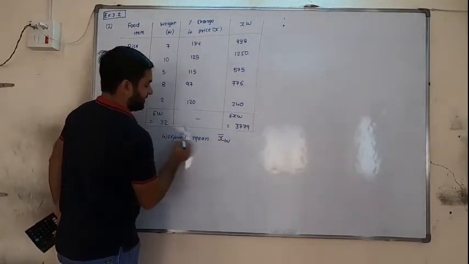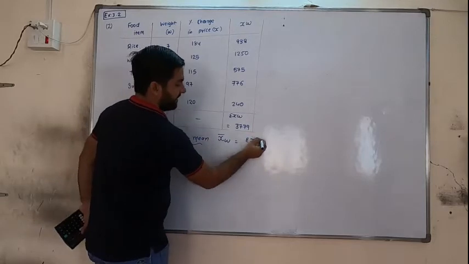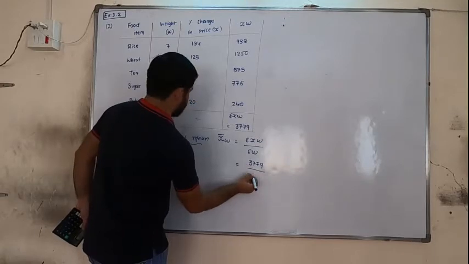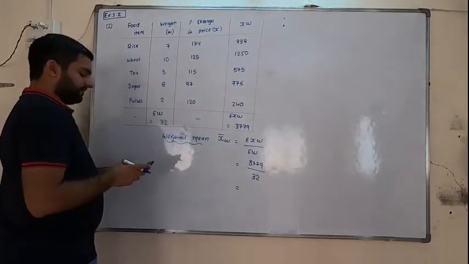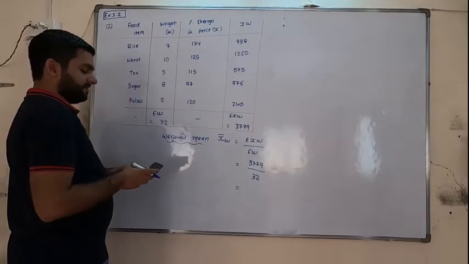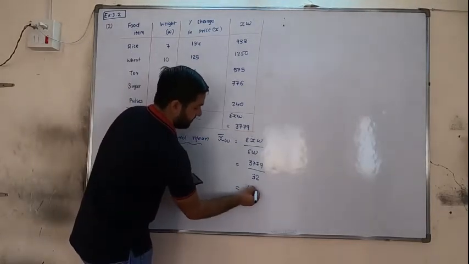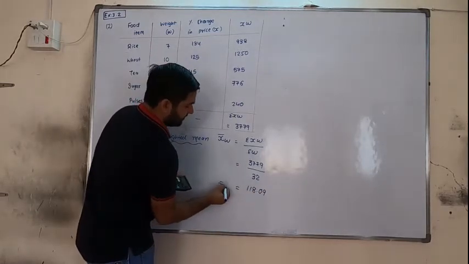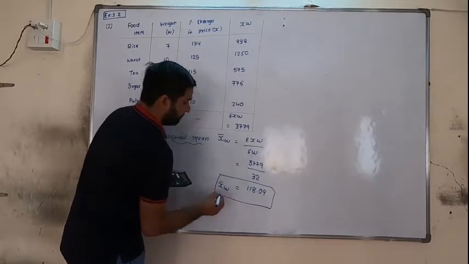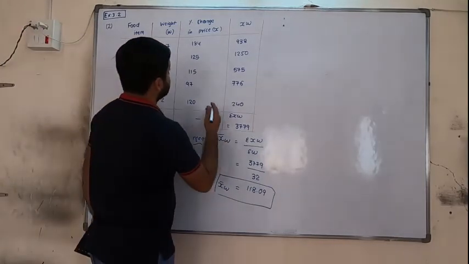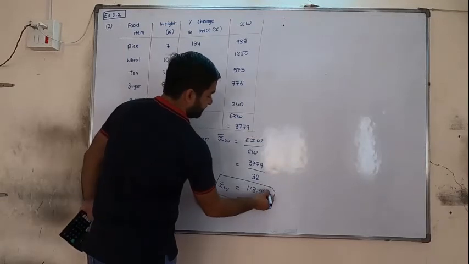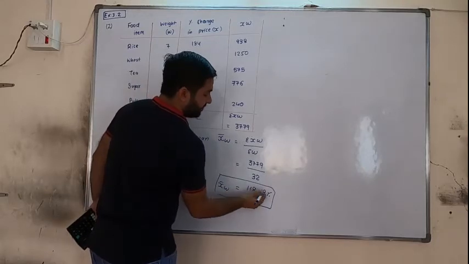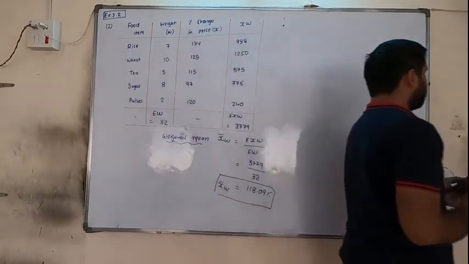Now, weighted mean X bar W is equal to sigma XW divided by sigma W. 3779 divided by 32 is 118.09, and the 3 is given, so it is not required. Now what is the unit? Percentage change in price. The unit is always dependent on X. It is percentage change in price, so 118.09%. Okay.